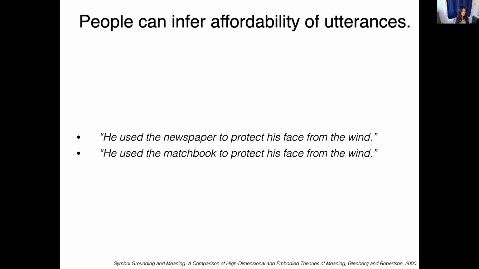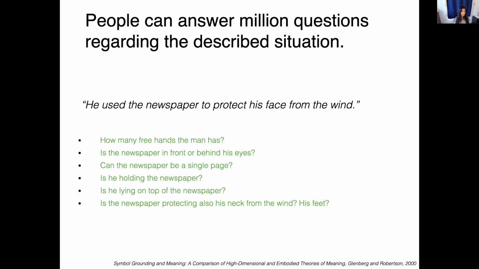Here's another example. He used the newspaper to protect his face from the wind versus he used the matchbook to protect his face from the wind. These experiments are very relevant to this workshop because it's remarkable how many questions humans can very easily answer if you describe a situation, in the absence of any visual input, just from memory, just from imagination. They can answer things like how many free hands the man has, is the newspaper in front or behind his eyes, or is it a single page? Is he holding the newspaper versus lying on it? Is the newspaper also covering his neck or his feet, and so on?